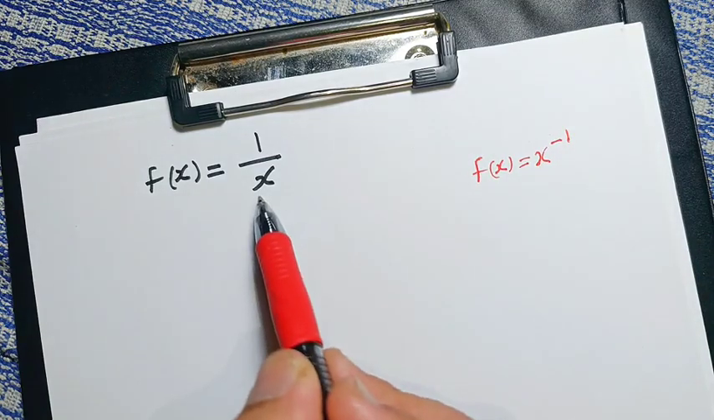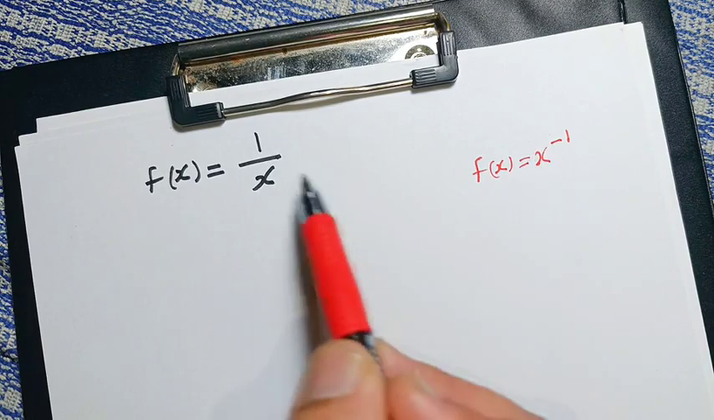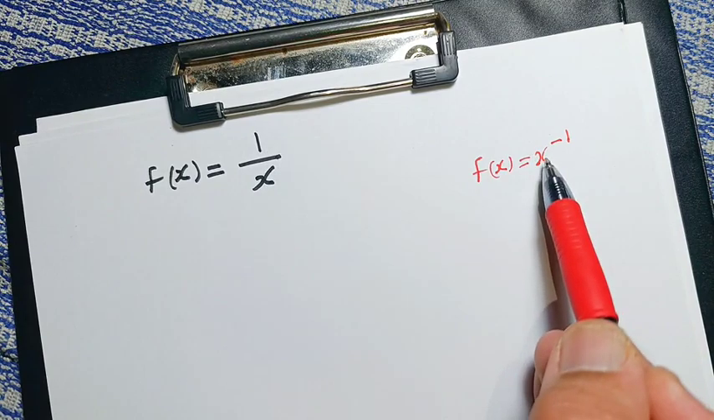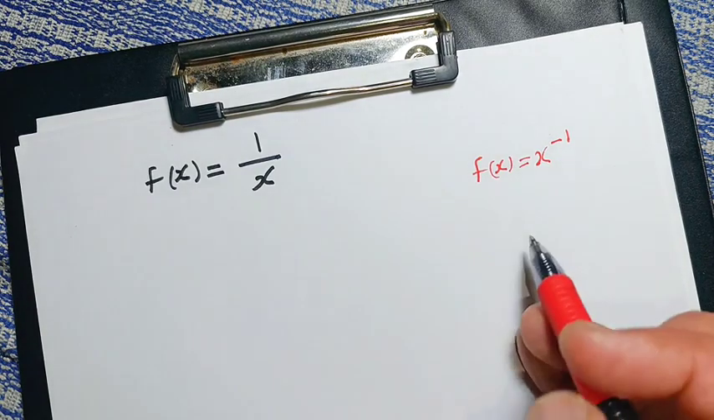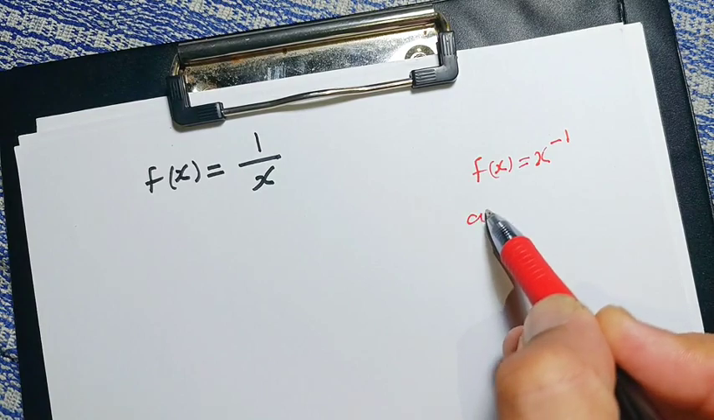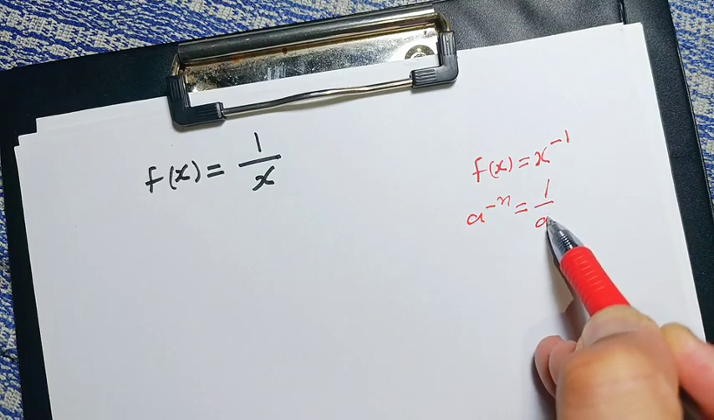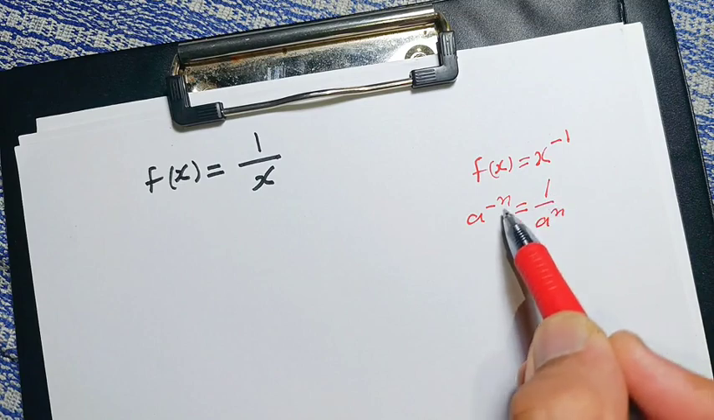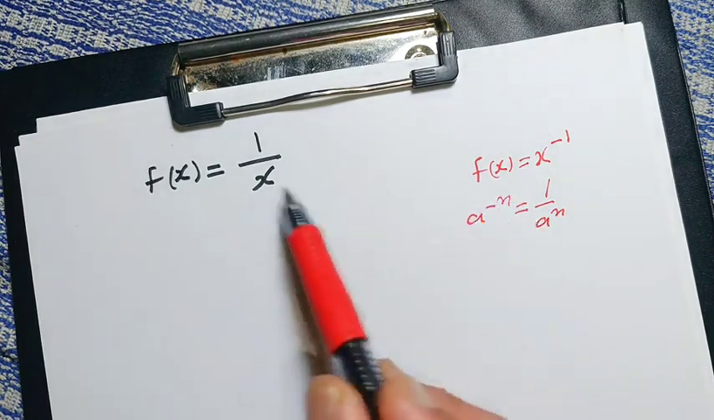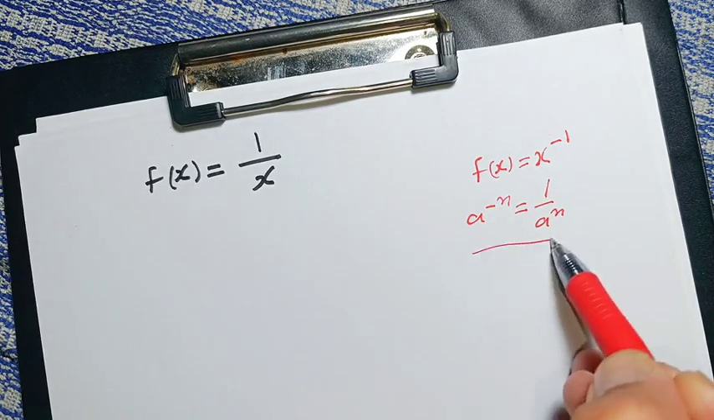Why? Because when this x has power 1 and I pull it up, it becomes negative, and if I want to make the negative positive, I pull it down and it becomes positive. This is the exponent rule, remember: a to the power negative n, and if I want to make it positive, 1 over a to the power n. If I pull it up, it becomes negative. So exactly the same thing happens here. This is the exponent law.